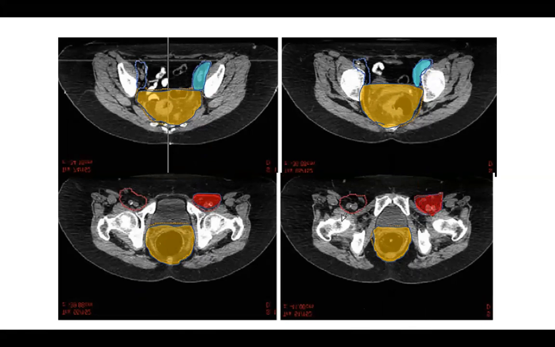Yeah, it is visible. Dr. Nirita, it is clearly visible.